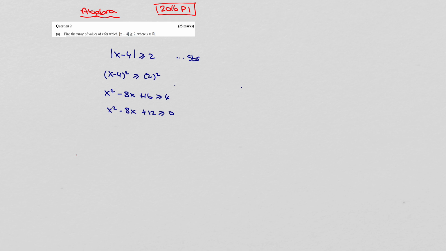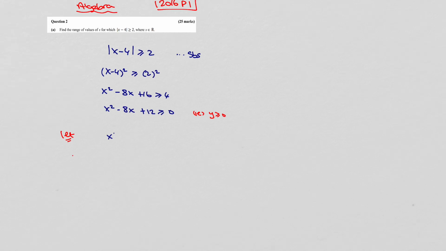So that means that in order to solve this inequality, I'm going to look at the quadratic and find where the function is greater than or equal to 0. In other words, where are my y values positive? So to solve the inequality, what we're going to do is let it equal 0, and then we'll sketch our graph. So we have x squared minus 8x plus 12 equals 0.